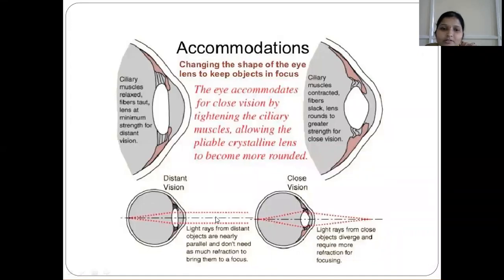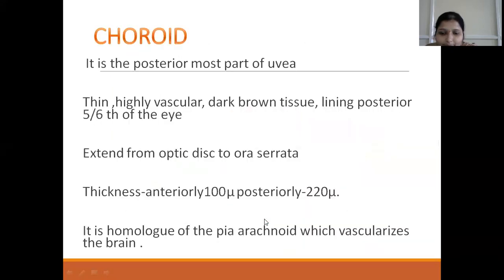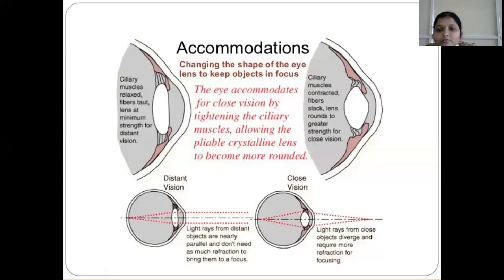Here this is a ray diagram representing the accommodation. Here we can see when it is in a non-accommodative or relaxed state, the light rays coming from the distant object get focused on the retina. And here in the accommodated state, the light rays coming from the near objects are diverged and require more refraction for focusing. So they get focused on the retina.